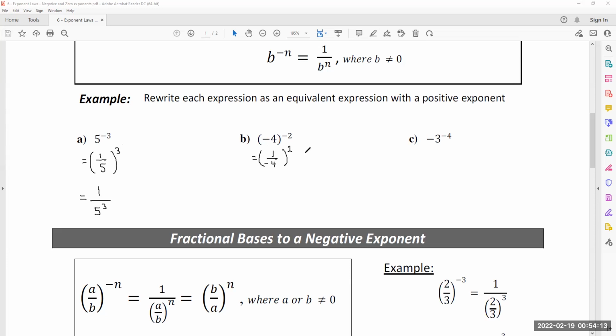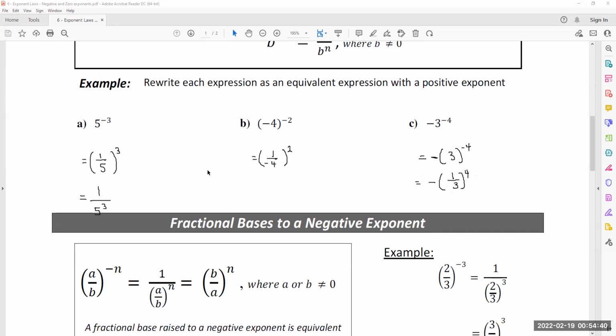That's it. You're done. Next, we have this one, again, negative 3 to the power of negative 4. So only the 3 is affected by the negative 4. So this will become negative 1 over 3 to the positive 4. That's it. We're done. And yes, you can use a calculator to solve this, right? But it didn't ask for that, so we don't have to. And so take a look.